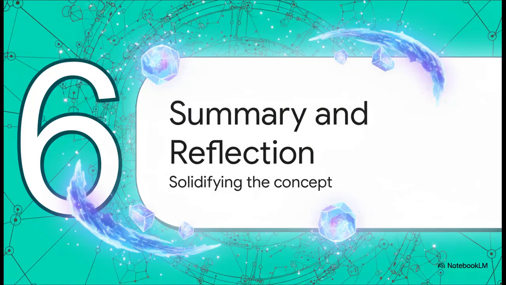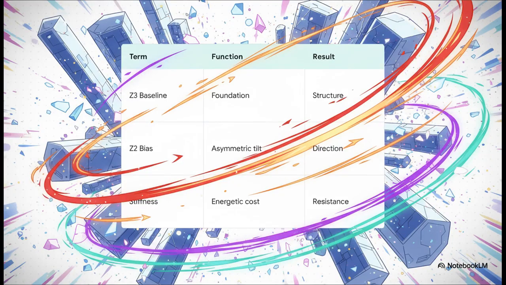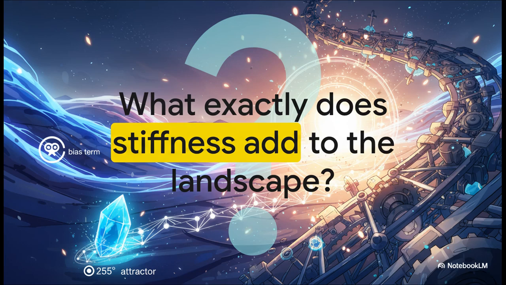Section 6, Summary and Reflection. Let's solidify the concept. Bringing this foundational narrative together, the Z3 baseline sets the foundation, resulting in a symmetric structure. The Z2 bias adds an asymmetric tilt, resulting in a directional preference. And coherent stiffness introduces a quadratic energetic cost, giving us genuine elastic resistance. This completely dynamically resistant framework is the absolute prerequisite. We cannot honestly discuss the final closure story, or where the phase ultimately locks, without having this energetic holding power firmly in place. I want to leave you with this final thought to ponder deeply.